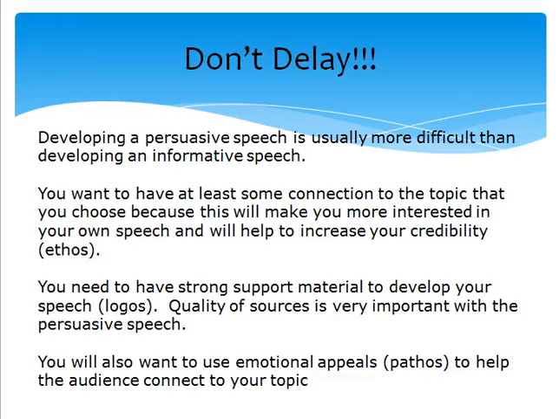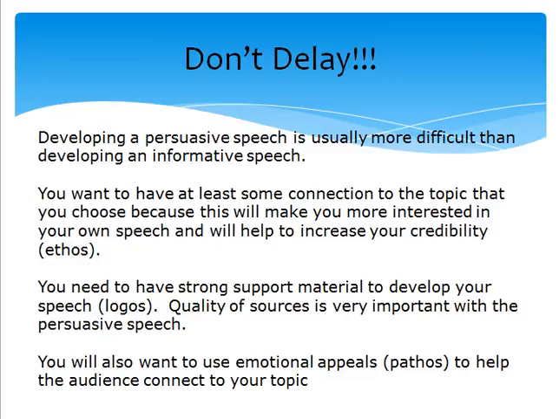Okay, do not delay. I know that for many of you, you may not have delivered your informative speech yet, but developing a persuasive speech is usually more difficult than developing an informative speech. So you want to start thinking about that topic if you have not done so already, and start doing some research immediately.